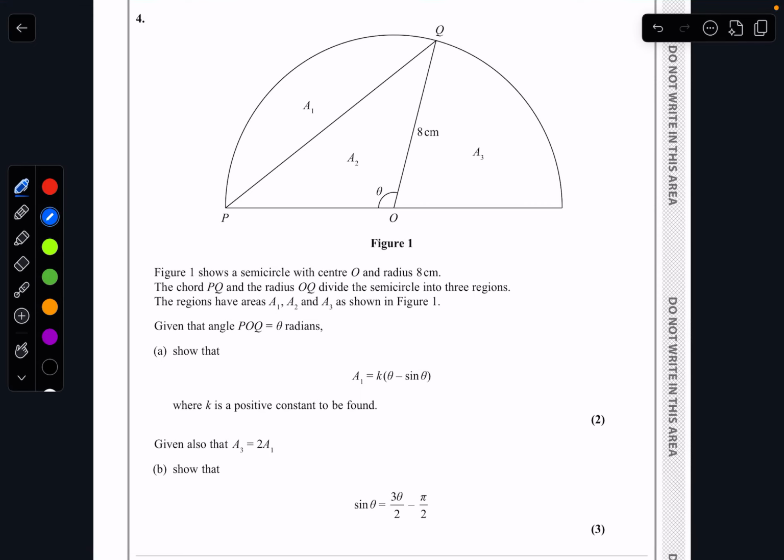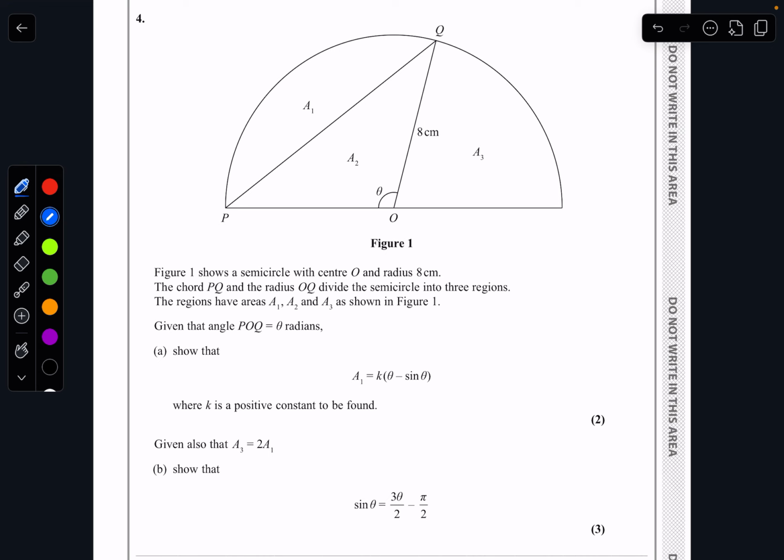Hey there, so let's have a look at question 4 of this mock 5 of paper 2. So in this question, it's telling us figure 1 shows a semicircle with center O and radius 8 centimeter. The chord PQ and the radius OQ divide the semicircle into 3 regions. The regions, the areas A1, A2 and A3, are shown in figure 1.